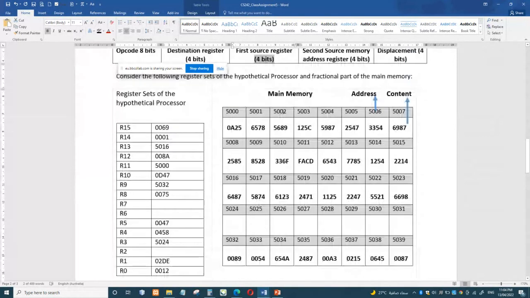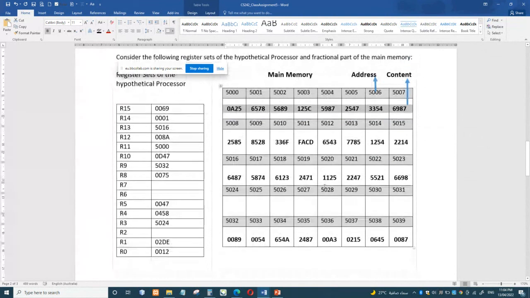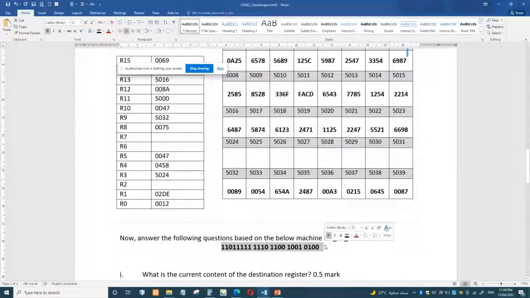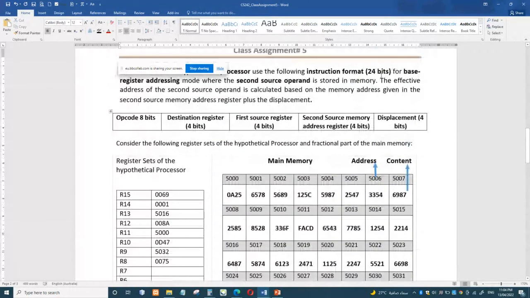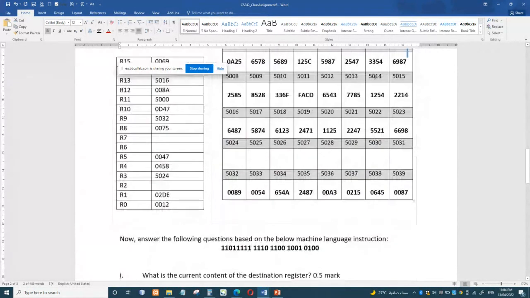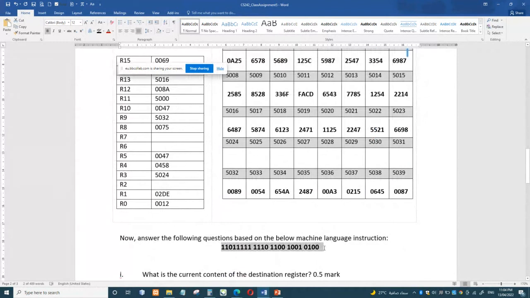Now, this is our main memory. You can see this is the address of your main memory, and these are the contents of the main memory. With this register file and this memory, let's execute one machine instruction. The machine instruction that is given is also 24-bit, as per our hypothetical processor's instruction format of 24 bits.